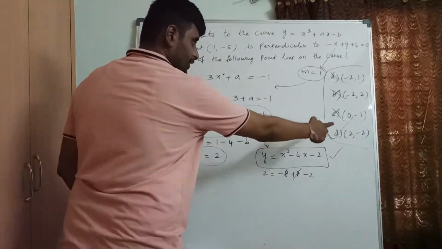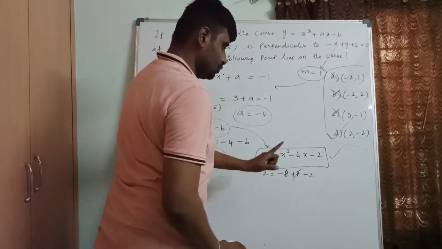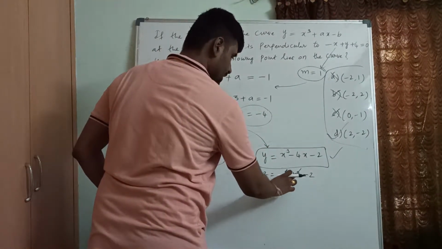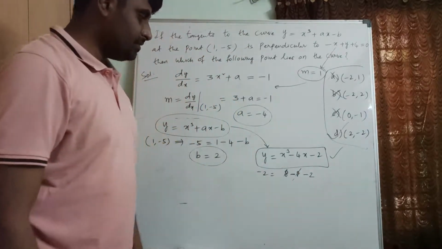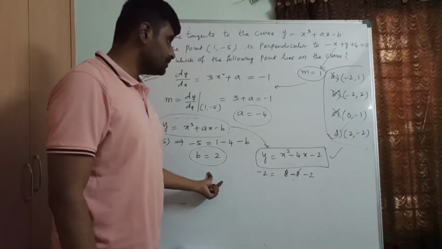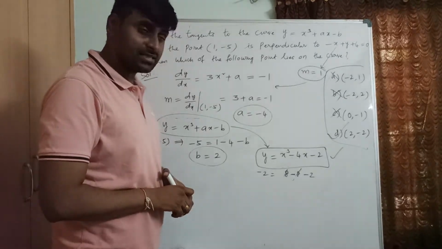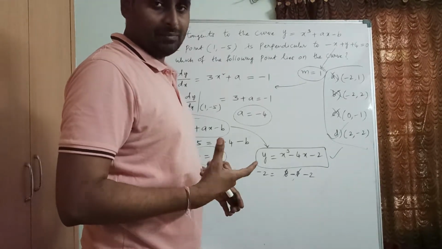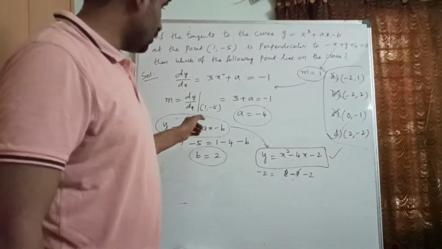See, if I put y minus 2, x 2, 2 cube, 8, 4 2s are 8, 8 get cancelled, minus 2 same. Clear? So hope you have understood. Okay, we should not make it lengthy, right? We have to solve the maximum within minimum time. Hope you have understood. Make a note of it.